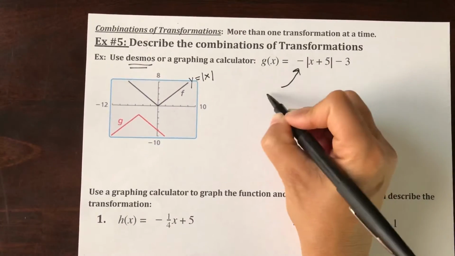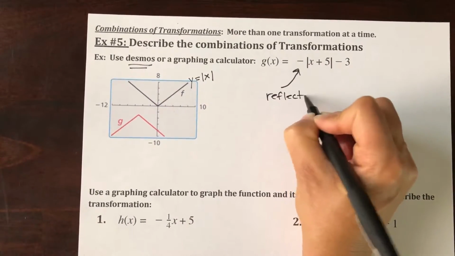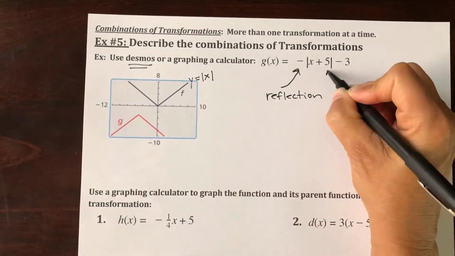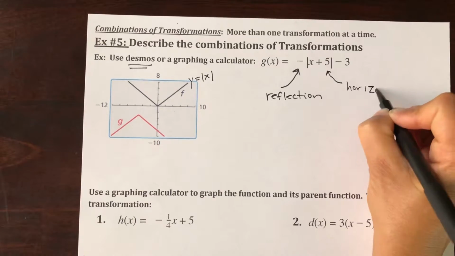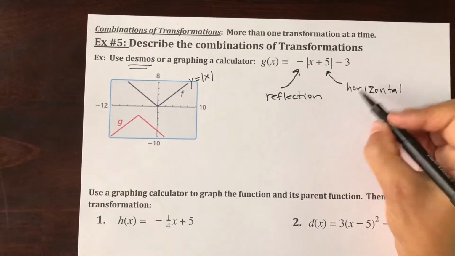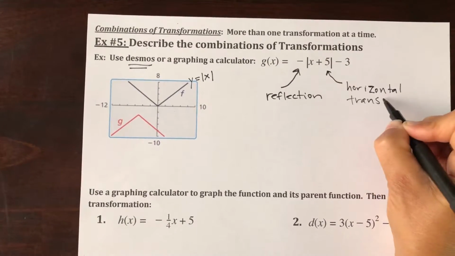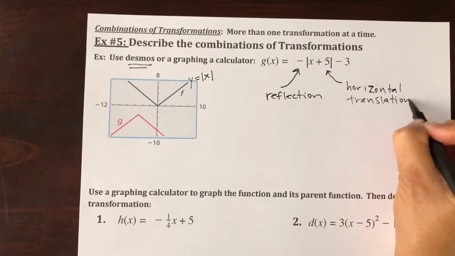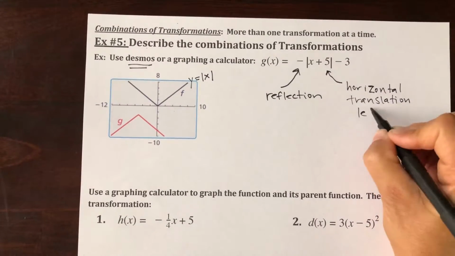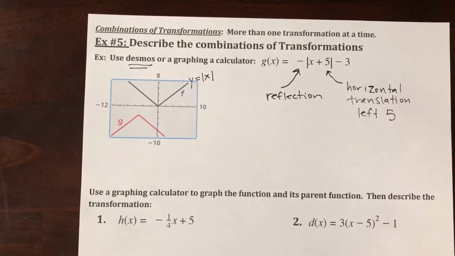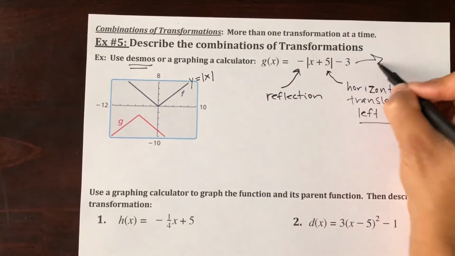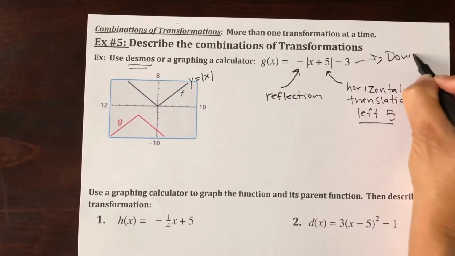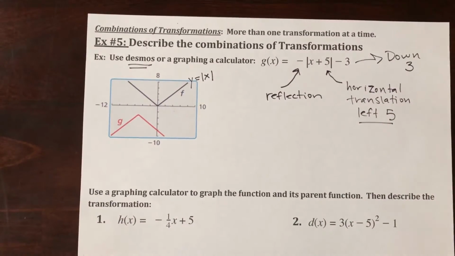So we have a reflection. We have a horizontal translation or shift, left 5. And the -3 on the end will shift it down 3. A vertical translation down 3.